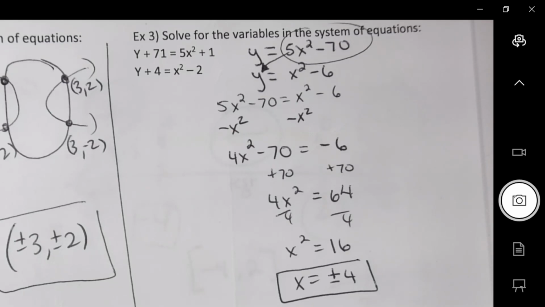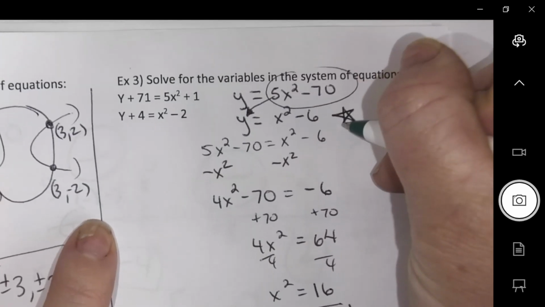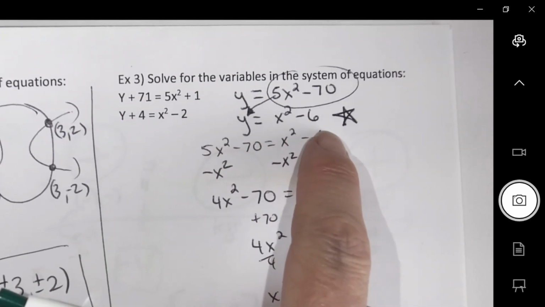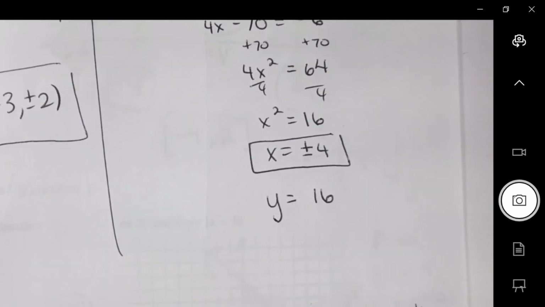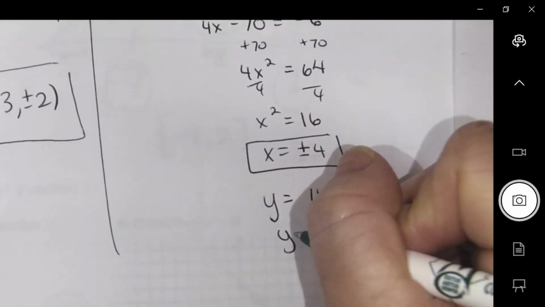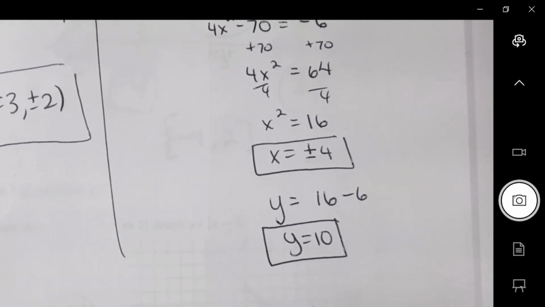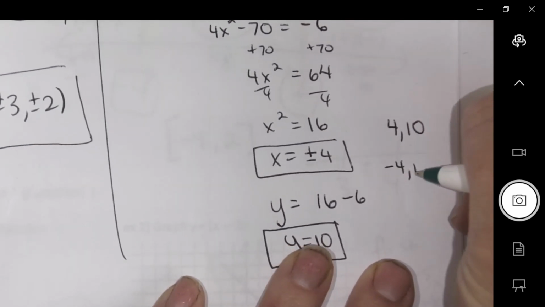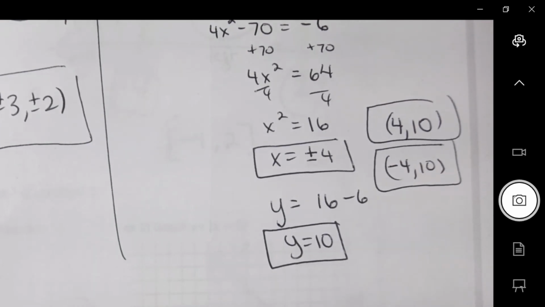Okay, I gotta figure out y. So I'm probably gonna pick this spot right there. That looks like my easiest spot at the top. Y equals x squared minus 6. So y equals x squared. So 16 minus 6. So y equals 10. Not plus or minus, it's just 10. So technically, your coordinate solutions would be 4, 10, and negative 4, 10. You would have two coordinates where they're intersecting. Okay, so that one's not a plus minus.